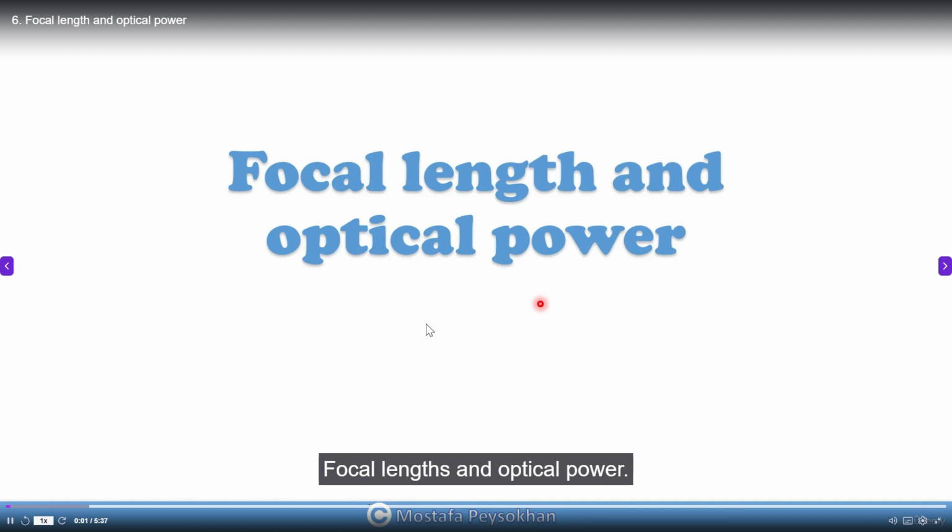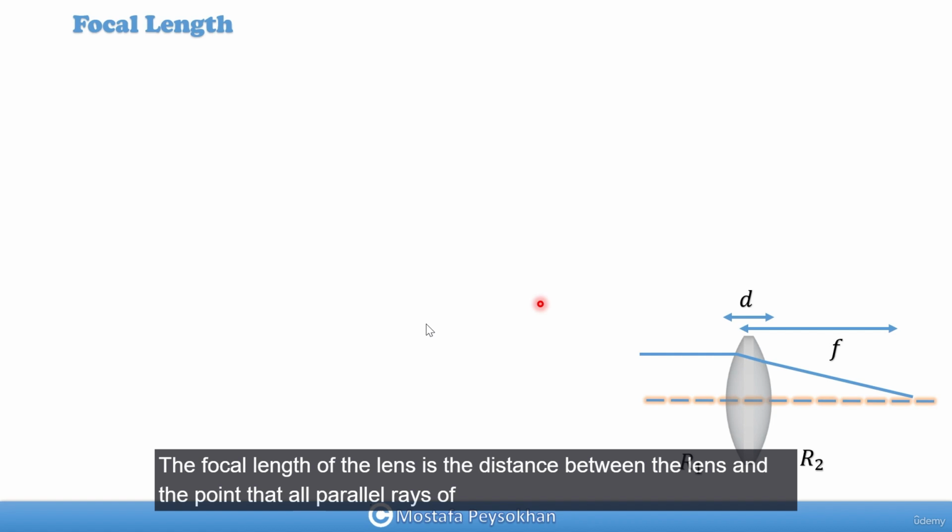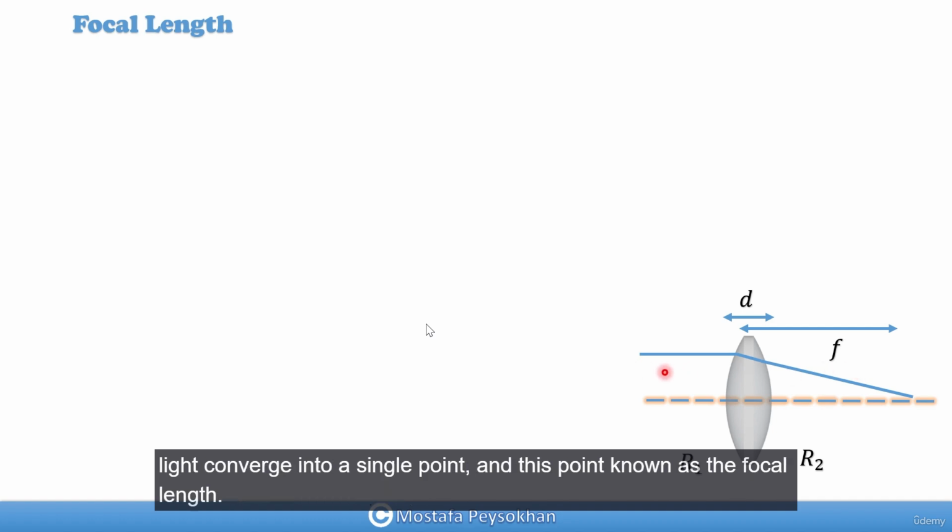Focal length and optical power. The focal length of the lens is the distance between the lens and the point where all parallel rays of light converge into a single point. This point is known as the focal point.